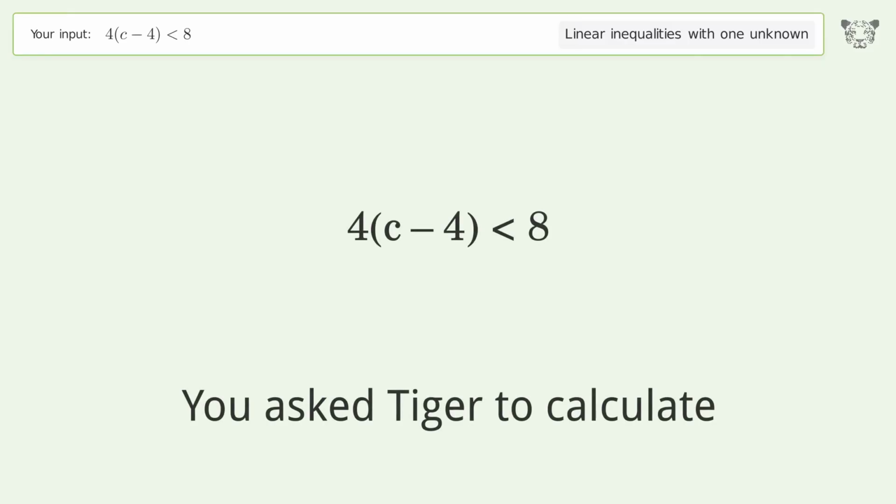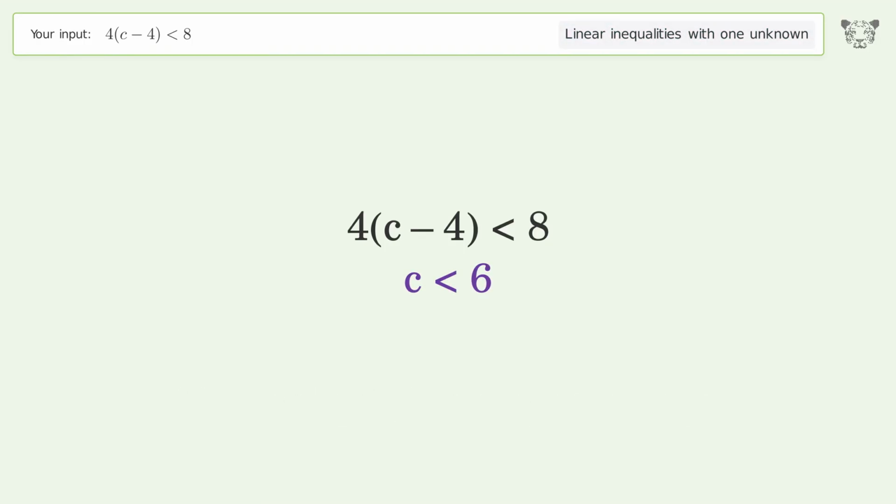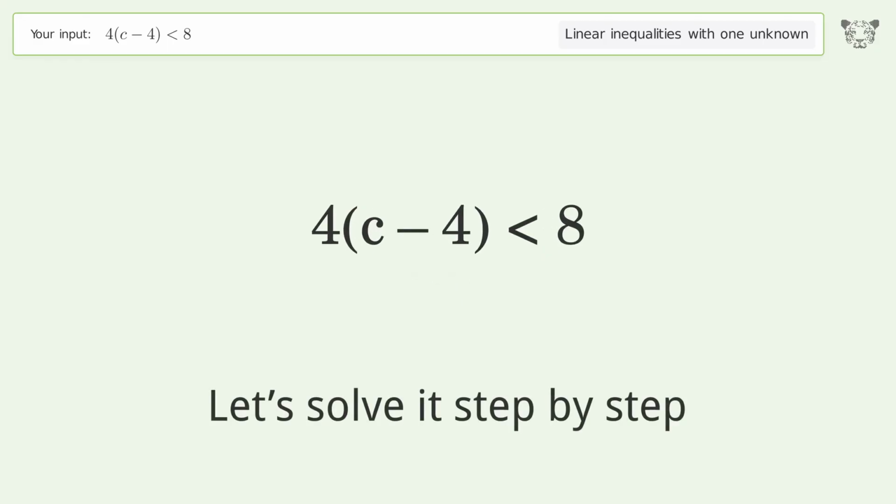You ask Tiger to calculate. This deals with linear inequalities with one unknown. The final result is c smaller than 6. Let's solve it step by step.